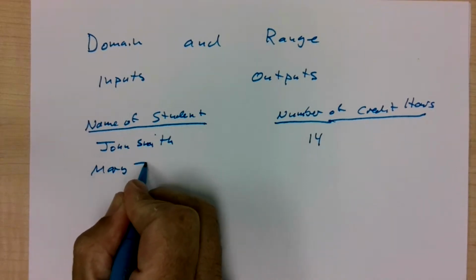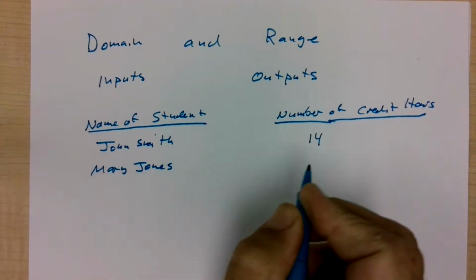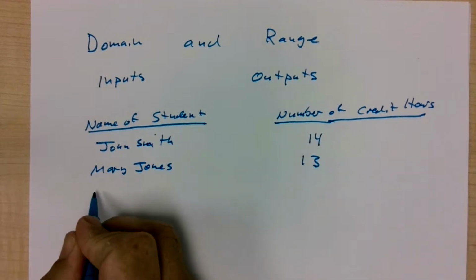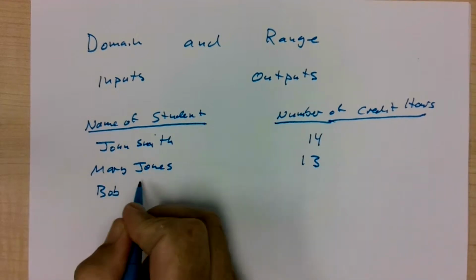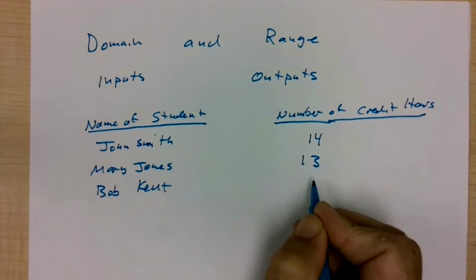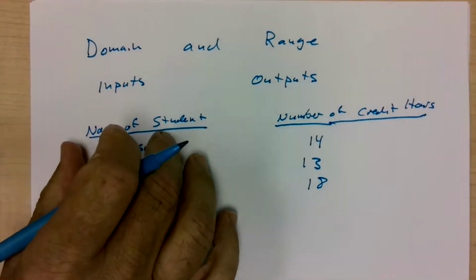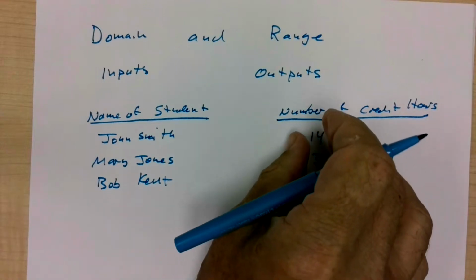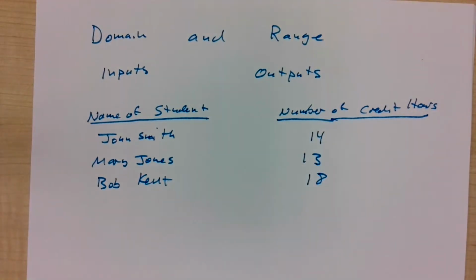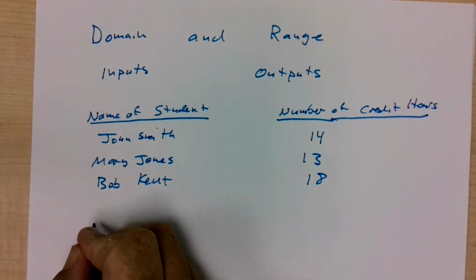Mary Jones has 13 credit hours. Bob Kent has 18 credit hours, etc. So the domain would be all of the students. The range would be the entire collection of outputs. Now, what makes something a function?